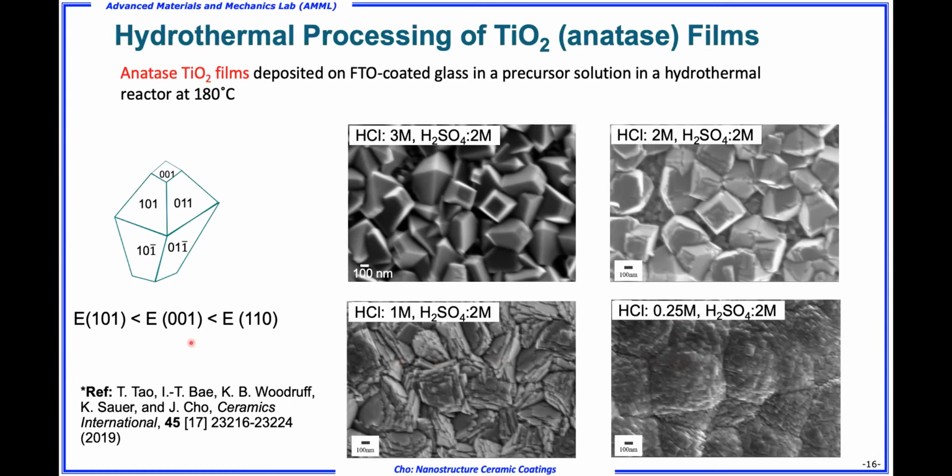In fact, we can use the equilibrium shape of the anatase, which is constructed by the lowest possible surface energy planes. The lowest energy for the anatase is 101. And 001 is higher, but not the highest. The highest energy for the anatase is the 110 surface. But this surface doesn't show up here; it is mostly bound by this 101 type surface, and a little bit of this 001 from both ends.